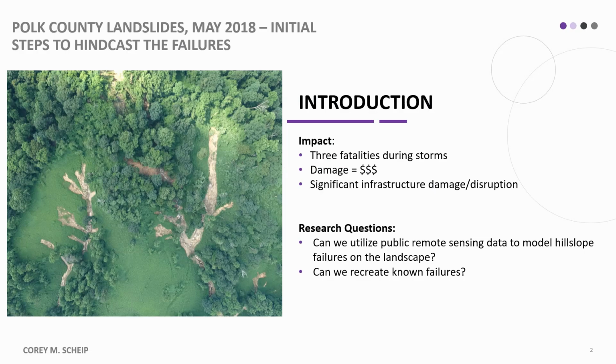So here's a photo from the North Carolina Forest Service helicopter that flew after this event. It shows some of the hill slope failures that occurred, in this case mostly in a kind of meadow area, not quite forested. These are important for a number of reasons. Unfortunately, we lost 3 folks in these storms. We had a lot of damage, both to infrastructure, to homeowners, and to the general community.